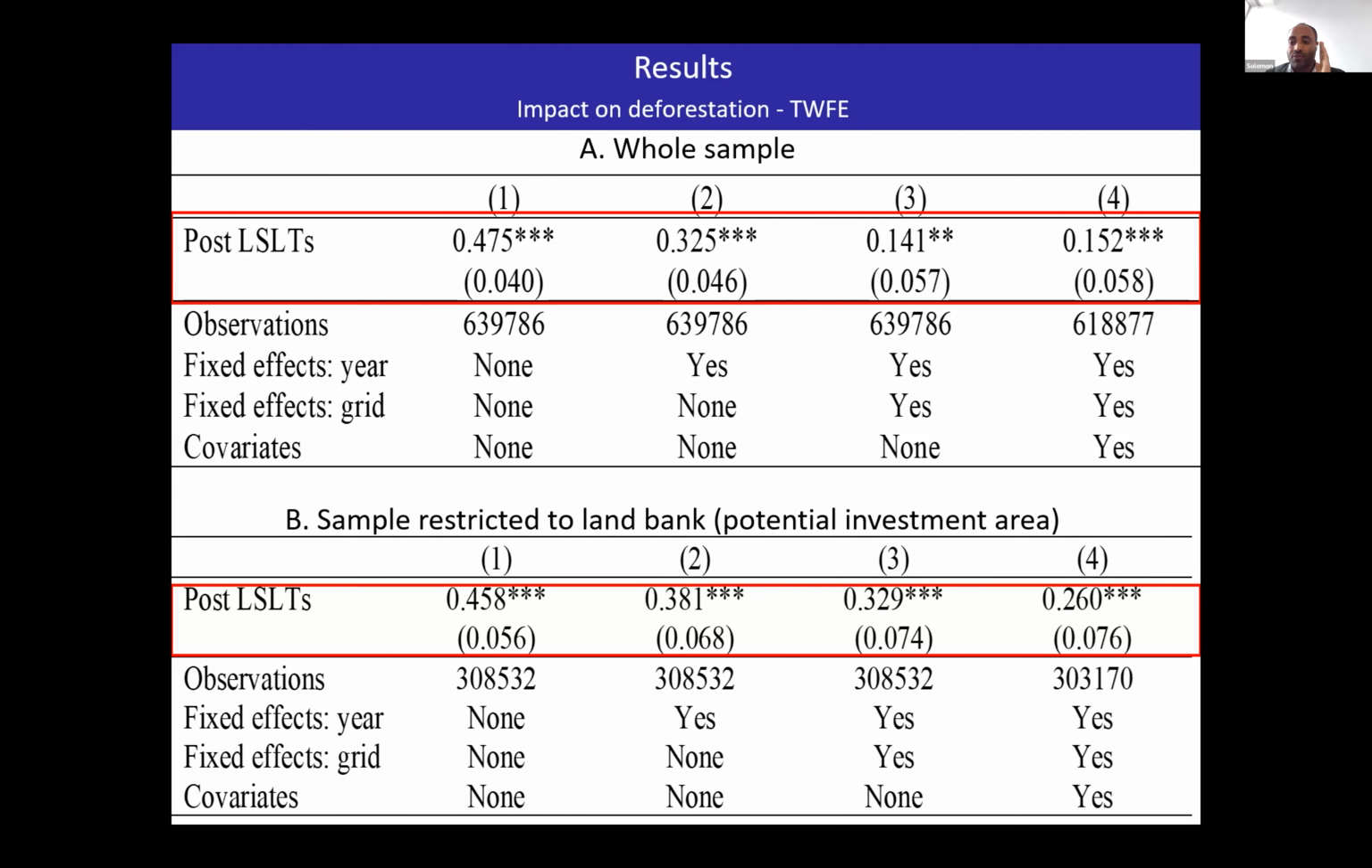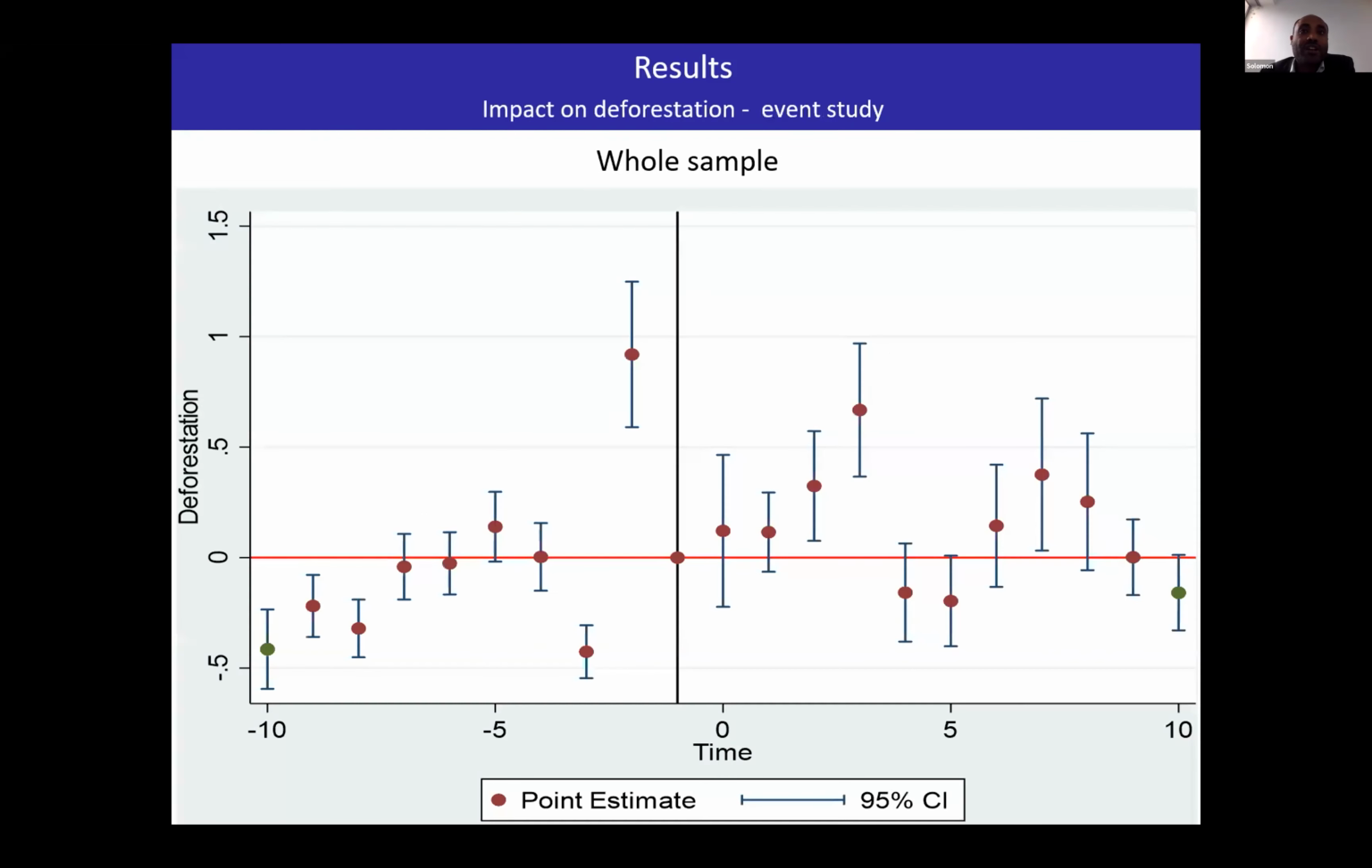But if you see the fully specified model, we see a higher impact in the land investment sample, the potential agricultural land investment area, than for the whole sample. But the results are robust and also significant.